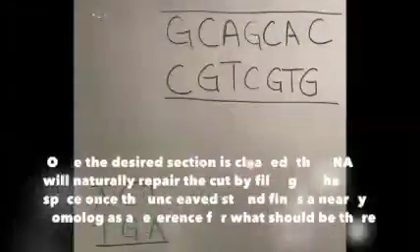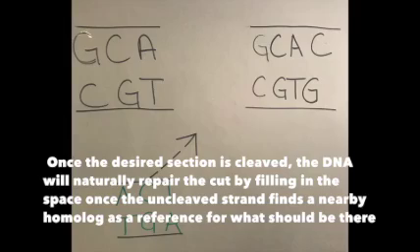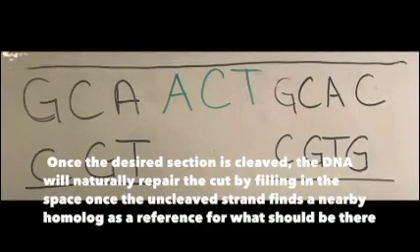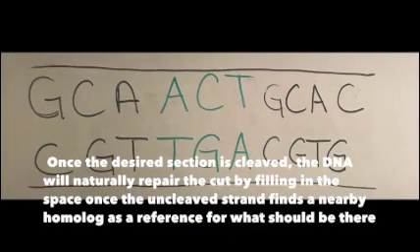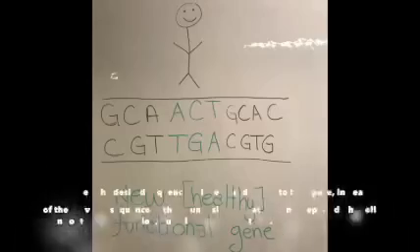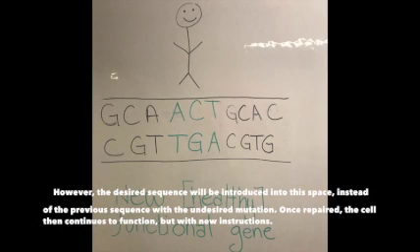Once the desired section is cleaved, the DNA will naturally repair the cut by filling in the space once the uncleaved strand finds a nearby homolog as a reference for what should be there. However, the desired sequence will be introduced into this space instead of the previous sequence with the undesired mutation. Once repaired, the cell then continues to function but with new instructions.